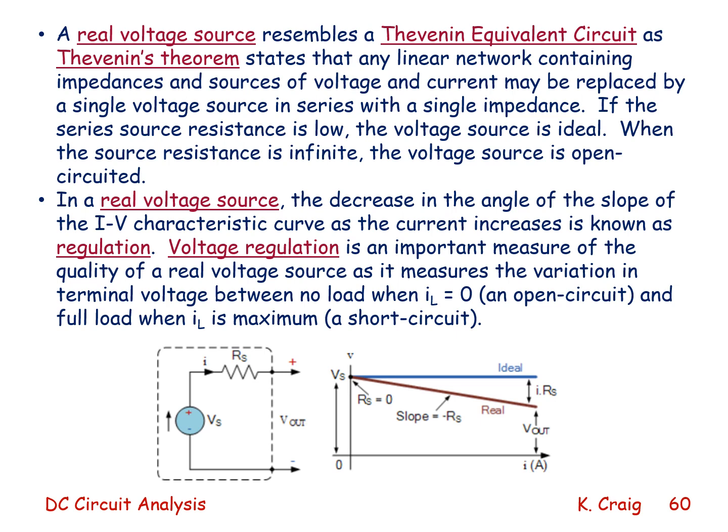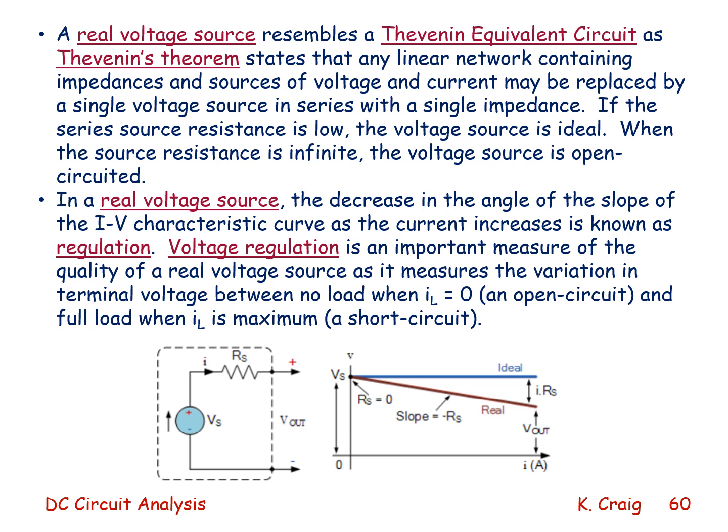A real voltage source resembles a Thevenin equivalent circuit, as Thevenin's theorem states that any linear network containing impedances and sources of voltage and current may be replaced by a single voltage source in series with a single impedance. If the series source resistance is low, the voltage source is ideal. When the source resistance is infinite, the voltage source is open-circuited.